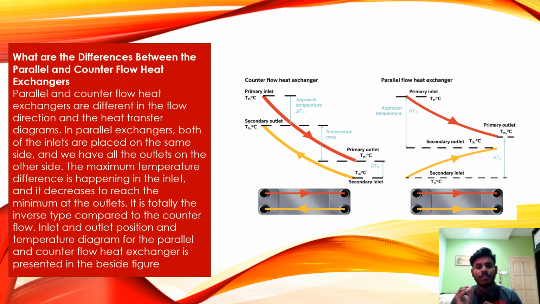Parallel and counterflow heat exchangers are different in the flow direction and the heat transfer diagrams. In parallel exchangers, both of the inlets are placed on the same side and we have all the outlets on the other side. The maximum temperature difference happens at the inlet and it decreases to reach the minimum at the outlet. It is totally inverse compared to the counterflow inlet and outlet positions. The temperature diagram for the parallel and counterflow heat exchangers is presented in the side figure.